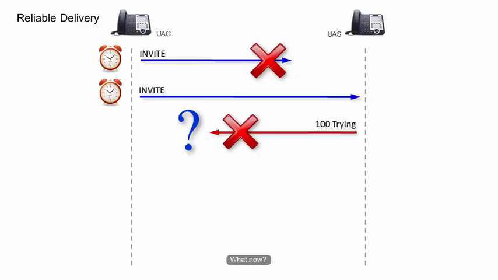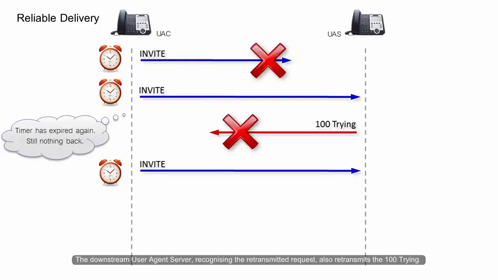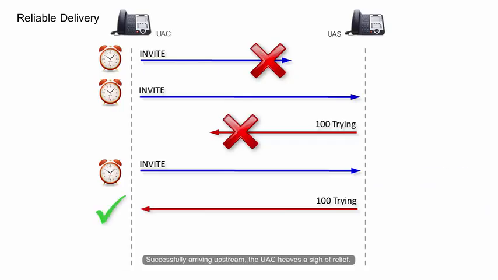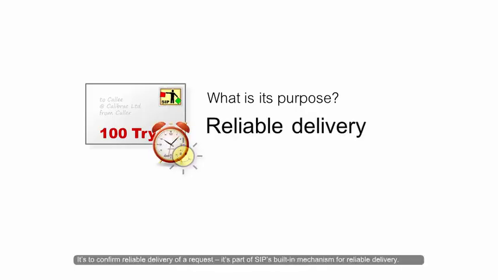But the network is having a bad day today, and the response gets lost on its way back upstream. What now? Well, the second timer expires, triggering the upstream user agent client to send the invite a third time, again resetting the timer as it goes. The downstream user agent server, recognizing the retransmitted request, also retransmits the 100 trying. Successfully arriving upstream, the UAC heaves a sigh of relief. I'm happy now. I know my request has arrived and I don't need to retransmit anymore. So, the purpose of the 100 trying, it's to confirm reliable delivery of a request. It's part of SIP's built-in mechanism for reliable delivery.